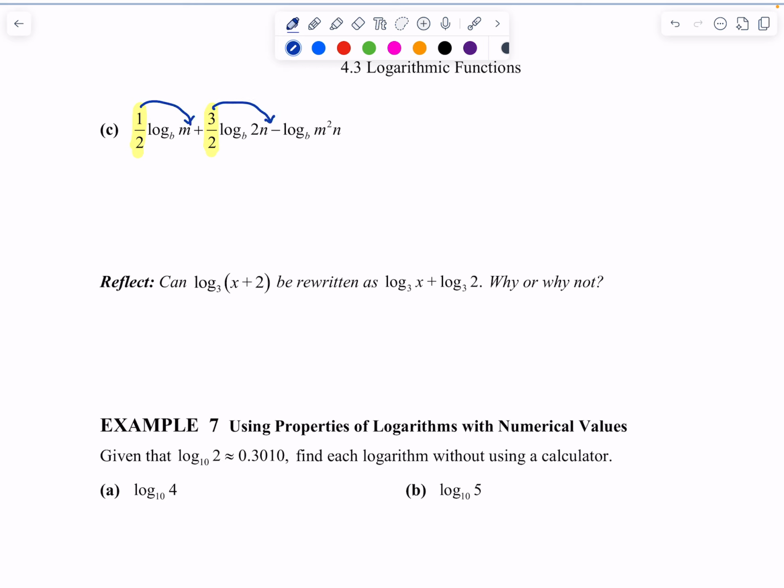So let's rewrite it. Log base B of m raised to the 1/2, right? Plus log base B n raised to the 2, raised to the, and I'm putting in parentheses, 3/2. Okay? Minus log base B m squared n.